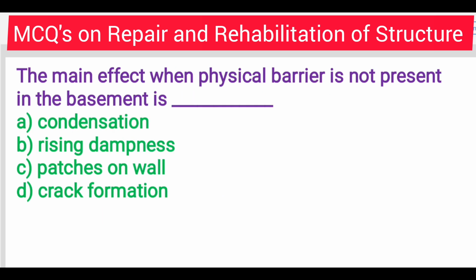Next question, the main effect when physical barrier is not present in the basement is option A, condensation, option B, rising dampness, option C, patches on the wall, option D, crack formation. So the correct answer is option B, rising dampness.